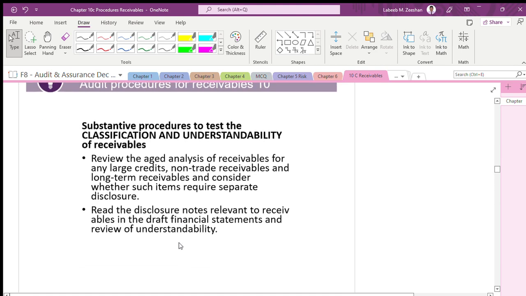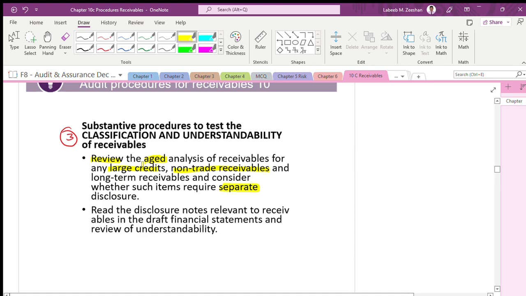This is the third one: classification and understandability. Review the aged receivables. Don't get confused that we are getting aged receivables again and again. Here we are reviewing the receivables. Are there any large amounts? Any non-trade receivables? It's not only that we are talking about sales; maybe other receivables will be there. Long-term receivables: consider whether such items require a separate disclosure.